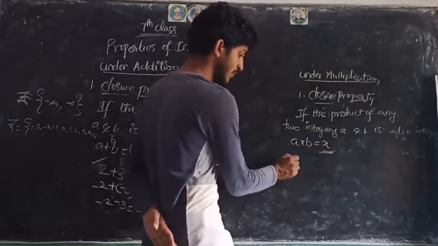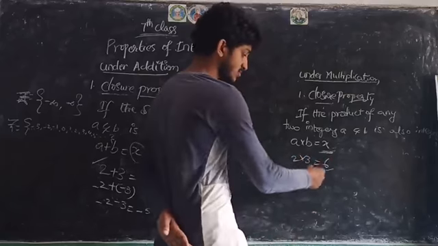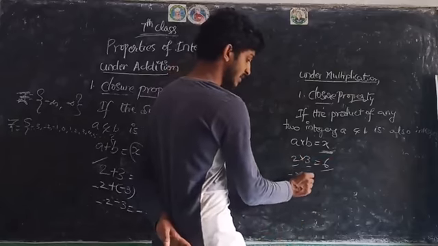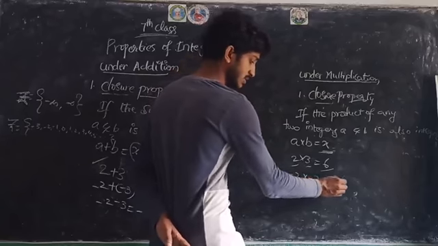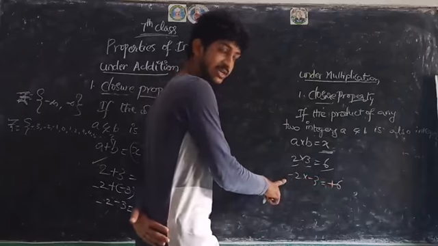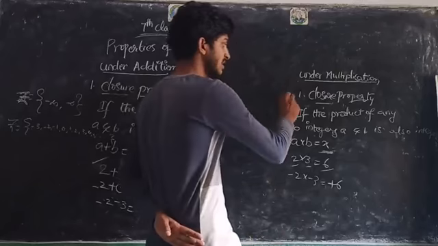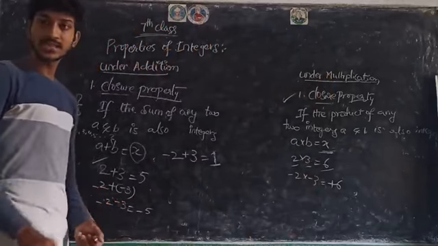If you take any two numbers 2 and 3, we get 6 as answer. 6 is also an integer, 2 is an integer, 3 is an integer. If you take minus 2 and minus 3, minus into minus equal to plus, and 2 3 is a 6. So minus 2 is an integer, minus 3 is an integer, and 6 is an integer. So it satisfies closure property under multiplication.